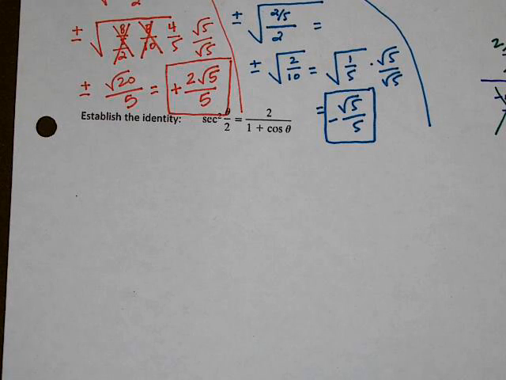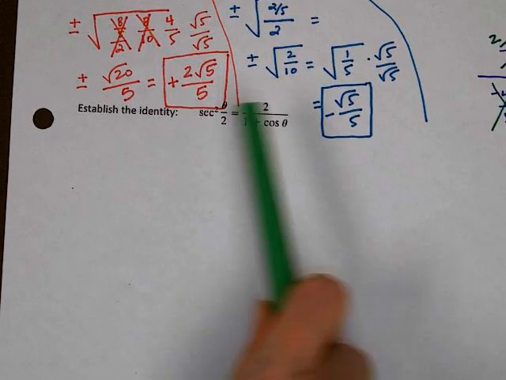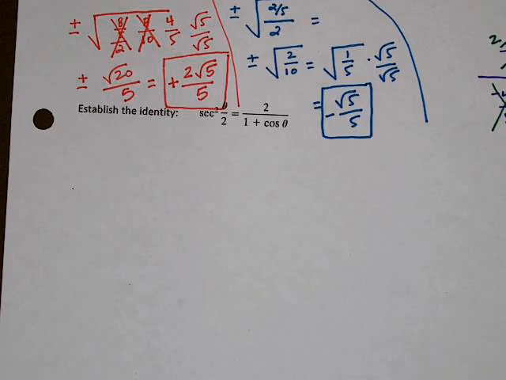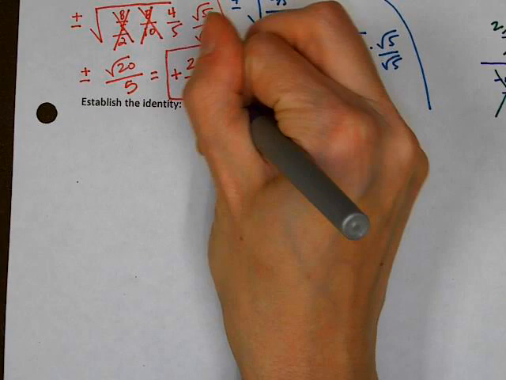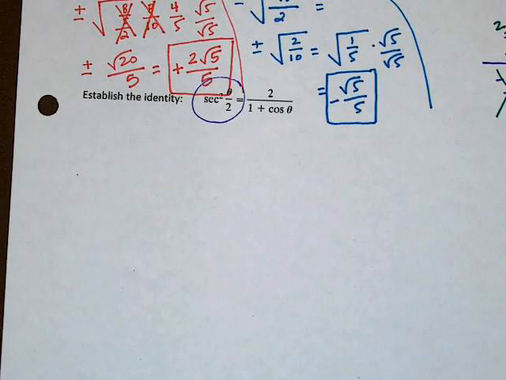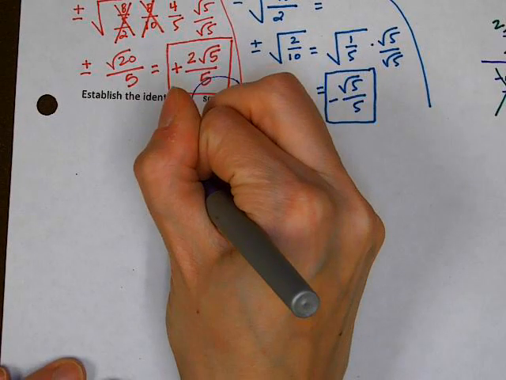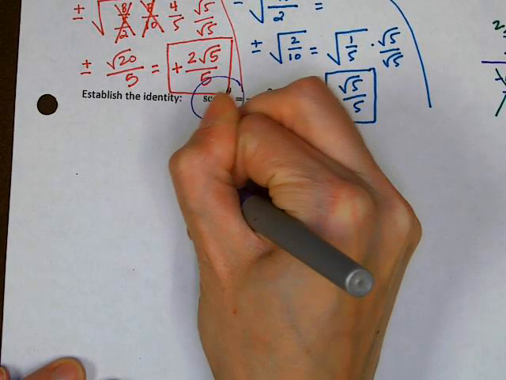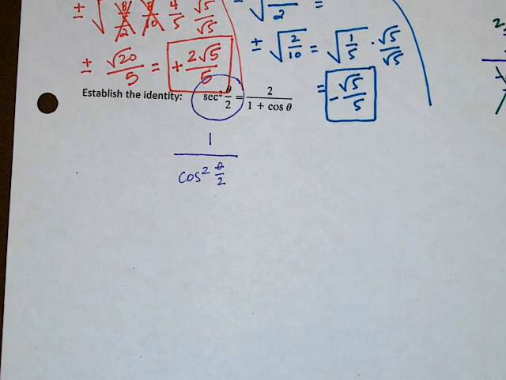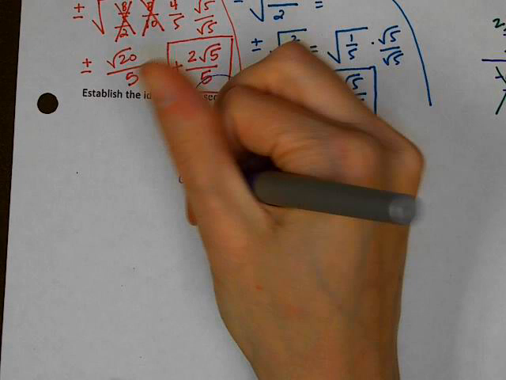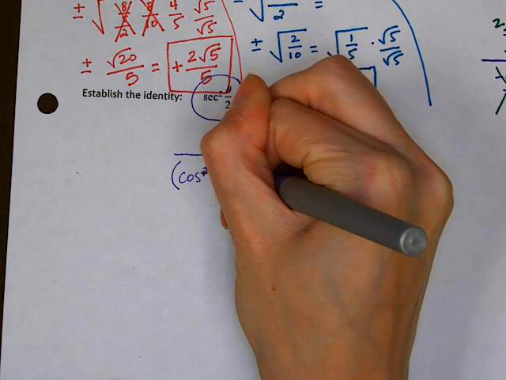All right, last one, guys. We're verifying an identity. So we want to show that this side is actually equal to this side. So I'm going to start with the left side. Get a new color here. Isn't secant really just 1 over cosine? So I'm going to call this 1 over cosine squared of theta over 2. And then another way to write it is cosine of theta over 2, squared.